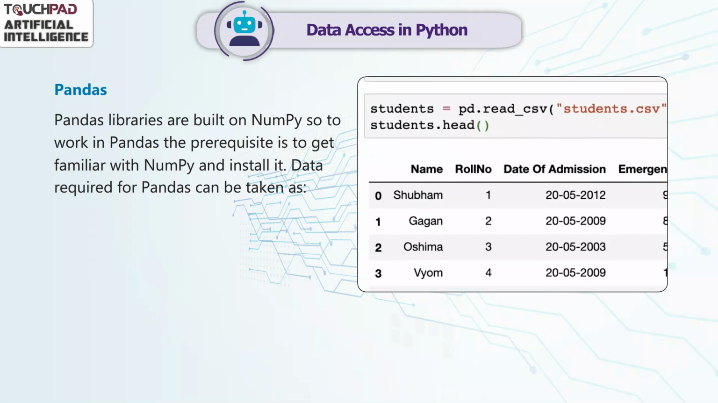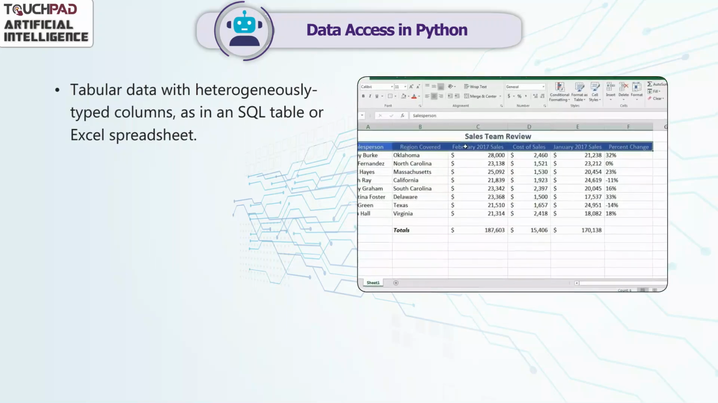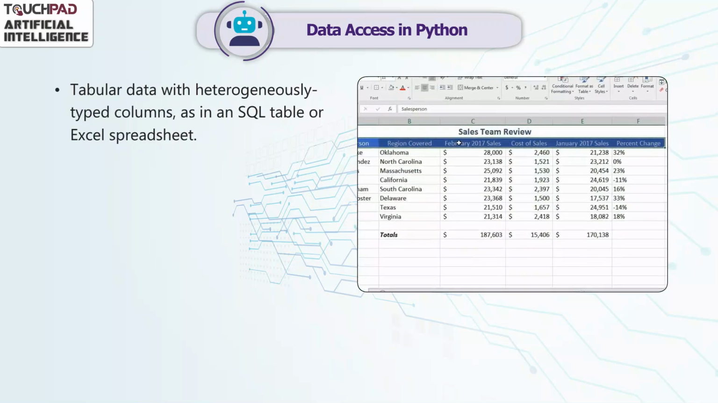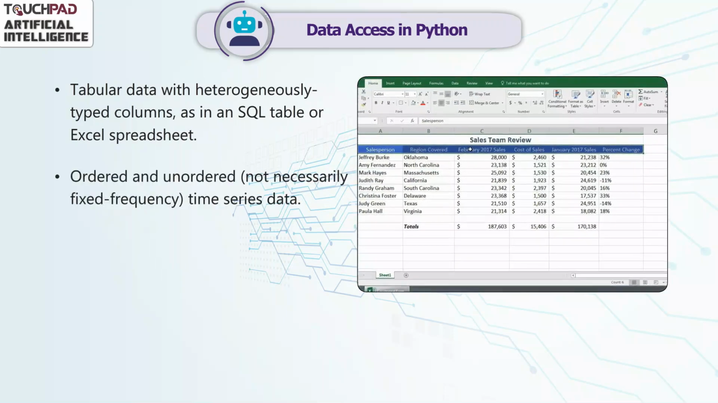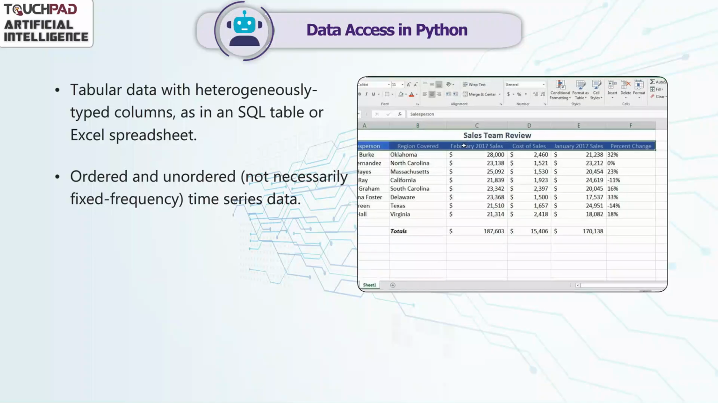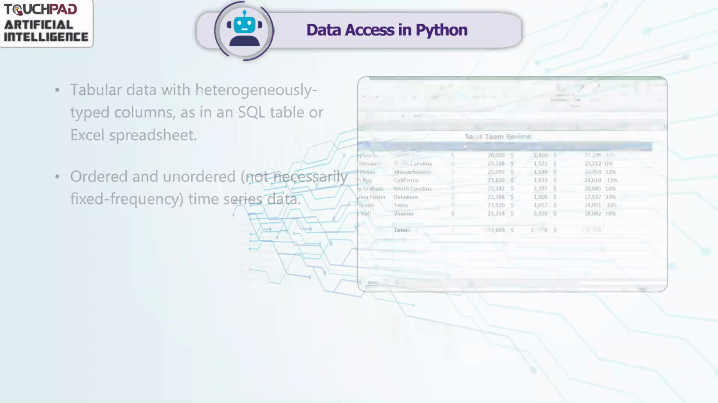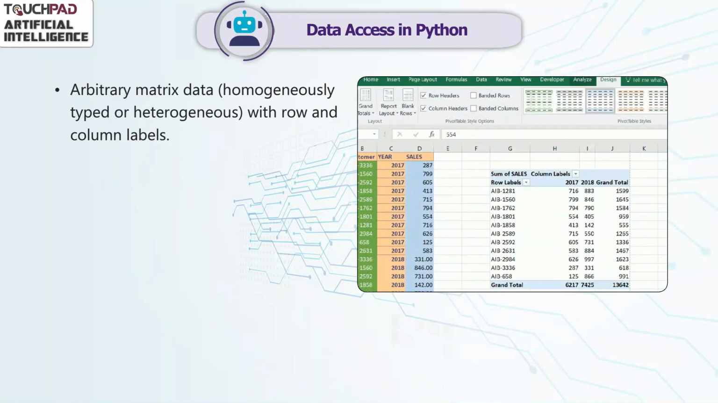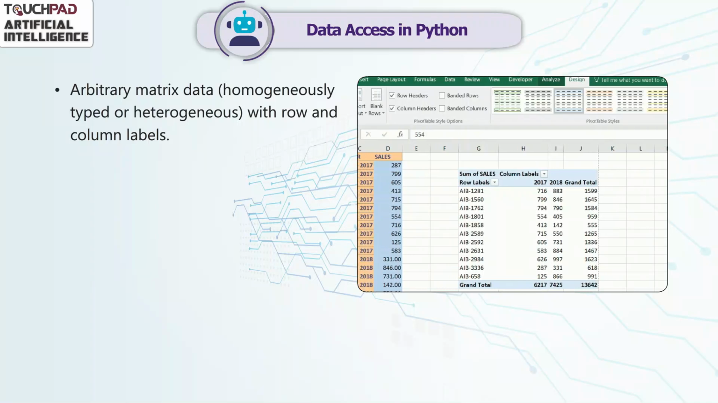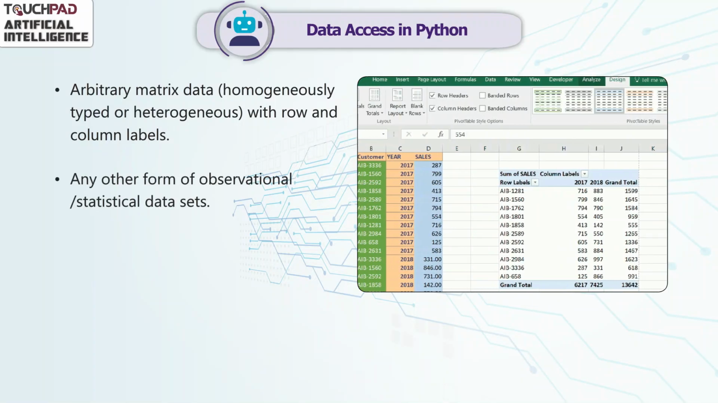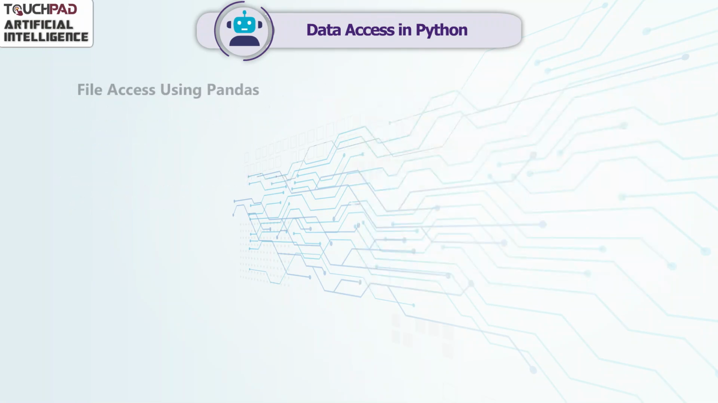Data required for Pandas can be taken as tabular data with heterogeneously typed columns, as in an SQL table or Excel spreadsheet. Ordered and unordered, not necessarily fixed frequency, time series data. Arbitrary matrix data, homogeneously typed or heterogeneous, with row or column labels. Any other form of observation or statistical data sets.